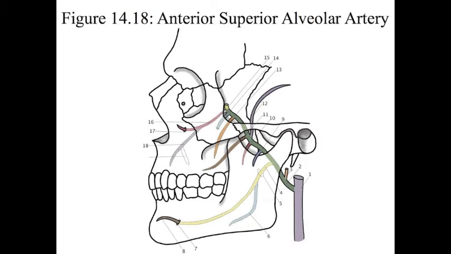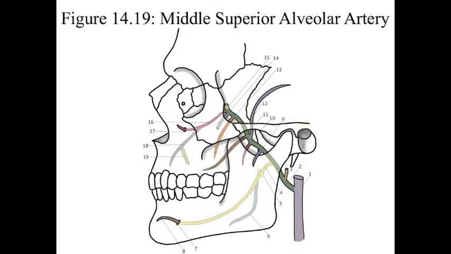Number 18 is the anterior superior alveolar artery. This one also gives itself away. Anterior to the front, superior on top, alveolar the teeth, and it gives blood supply to the maxillary anterior teeth. Number 19 is the middle superior alveolar artery. Again, it gives itself away: in the middle, on the top, in the teeth. It supplies blood to the maxillary premolars.